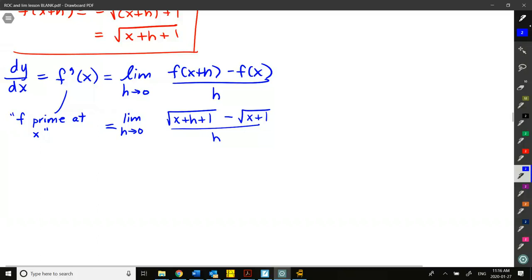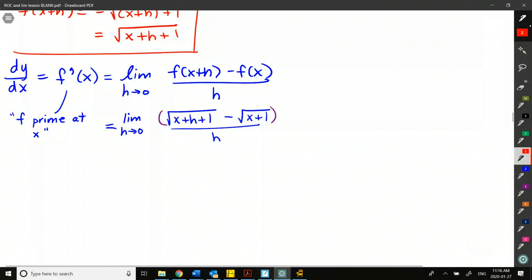Now these ones are a little trickier because usually we just simplify and factor and we're happy with that. But this one, I can't really factor anything right now. I can't simplify anything right now. So we have to do a little bit of math magic here.